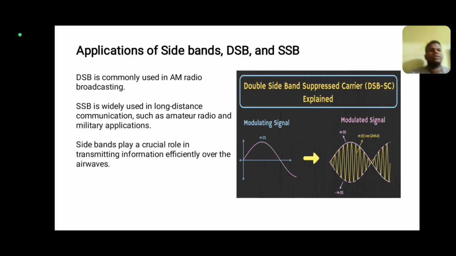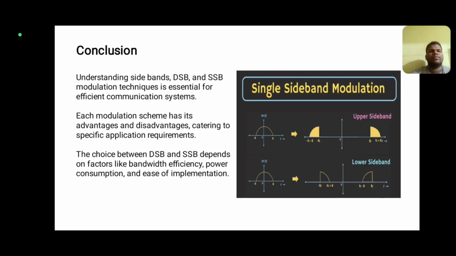Application of sidebands. DSB is commonly used in AM radio broadcast. SSB is widely used in long distance communication such as radio and military applications. Sidebands play a crucial role in transmitting information efficiently over the airways.